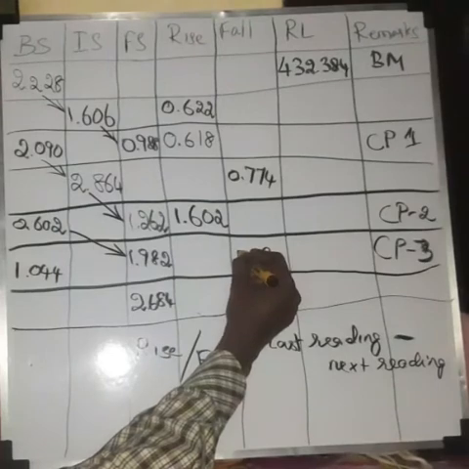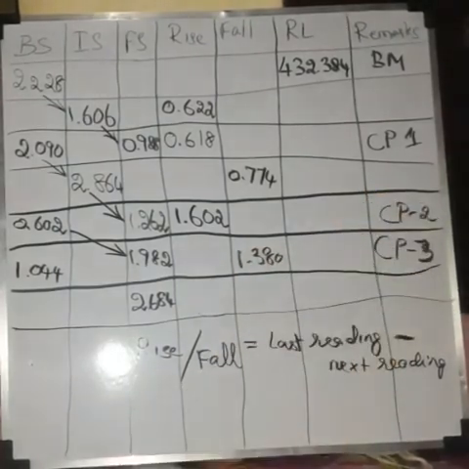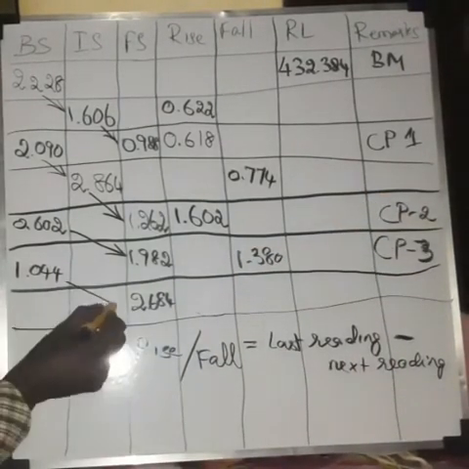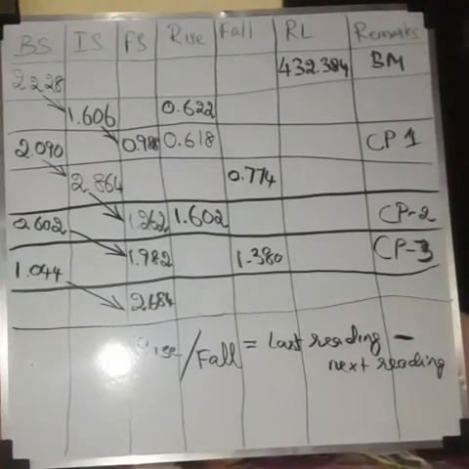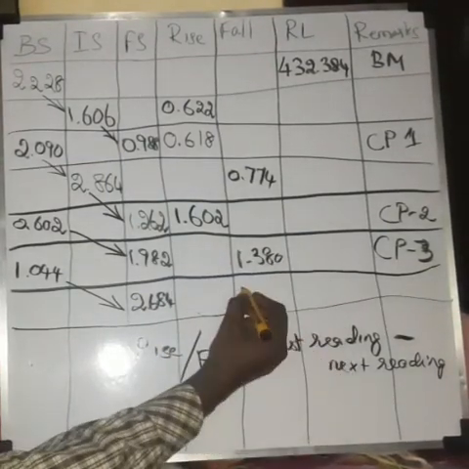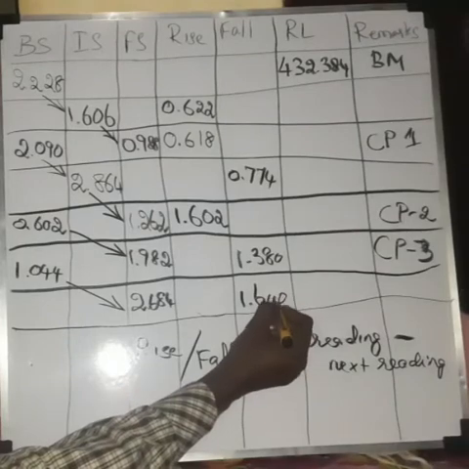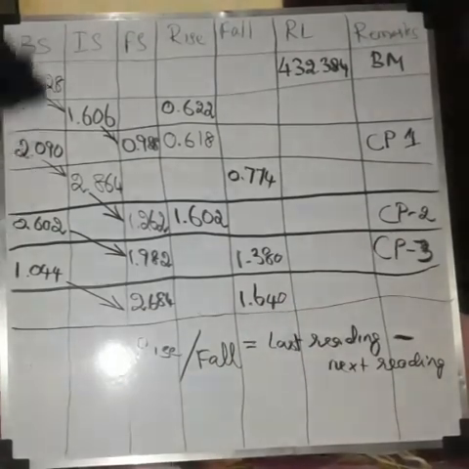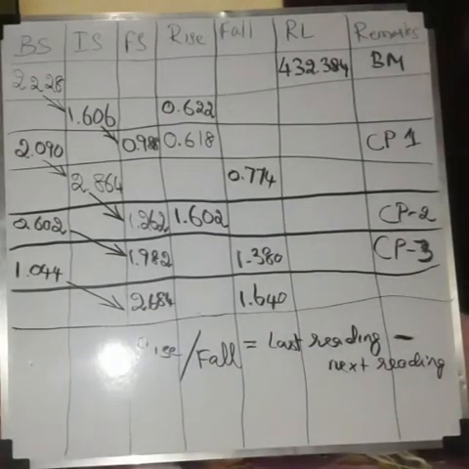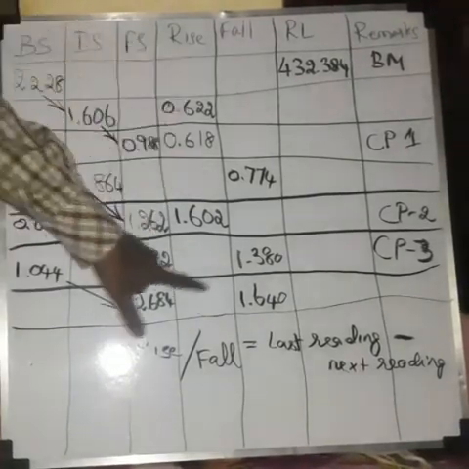1.380. Okay. Next, the difference between these two. This is also negative one, so I can write in the fall column minus 1.640. Okay. Second step over. Determination of rise and fall is over.